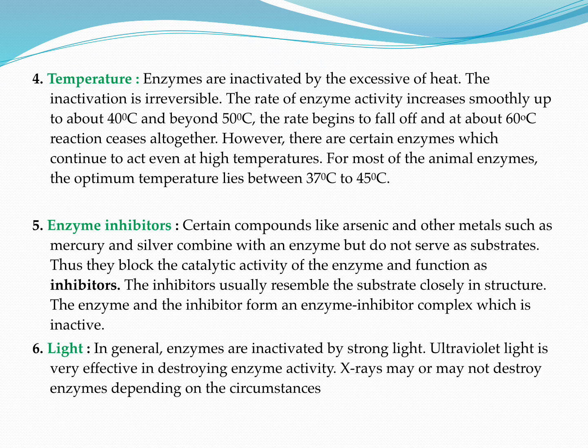Then the fifth factor, enzyme inhibitors. Certain compounds like arsenic and other metals such as mercury and silver combine with an enzyme but do not serve as substrates. Thus, they block the catalytic activity of the enzyme and function as inhibitors. The inhibitors usually resemble the substrate closely in structure. The enzyme and the inhibitor form an enzyme-inhibitor complex which is inactive.